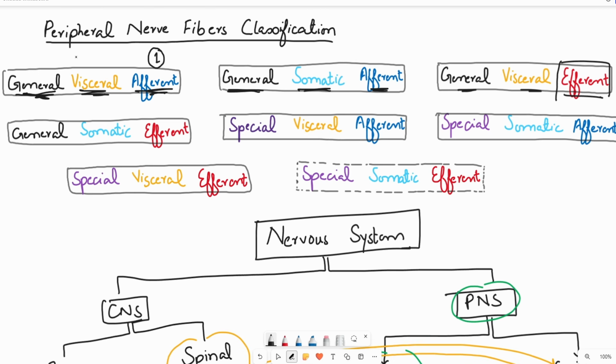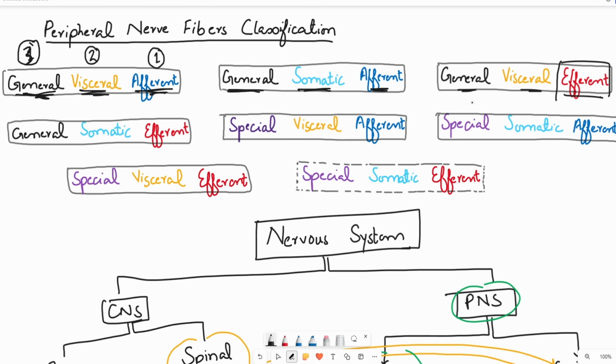Then the nerve fiber may be taking information or supplying motor information to viscera or to somatic organs. So it may be visceral or somatic. Here in orange color I have shown visceral, and somatic is shown with blue color. So it may be afferent or efferent, it may be visceral or somatic, and finally, this is number 3, it may be general or it may be special.